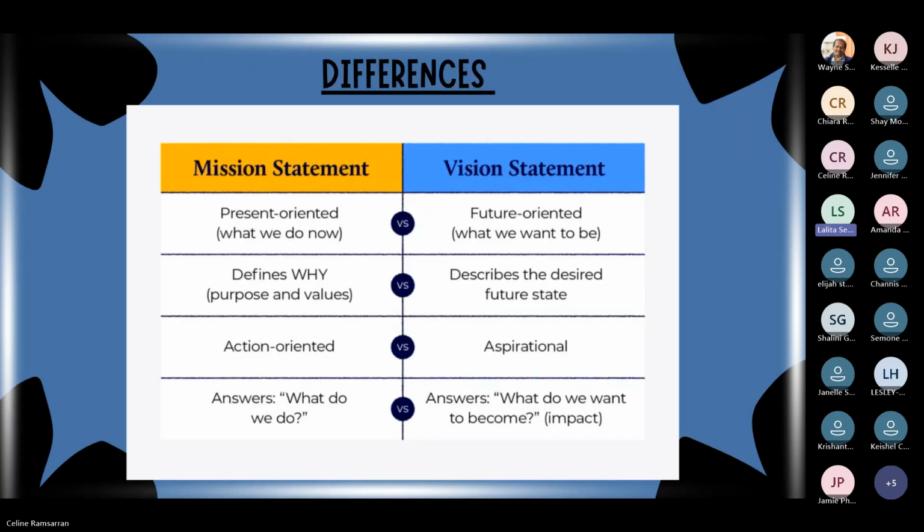Differences. A mission statement is present oriented, what we do now. It defines why, the purposes and values. It is action oriented, and it also answers the question, what do we do? Whereas a vision statement is future oriented. It is what we want to be. It describes the desired future state. It is aspirational, and it answers the question, what do we want to become?